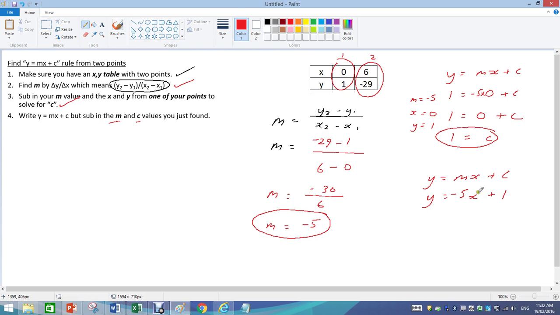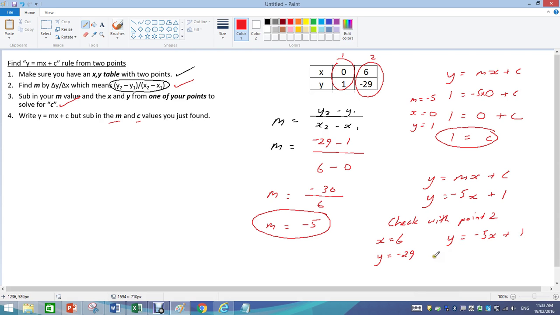So there's the answer. Now, if you want to take it a step further, we can actually just check that our rule works. So now we'll do a check with point 2. So for point 2, x is 6 and y is negative 29. So now let's put point 2 into this equation that we think is right and see if both sides are equal.